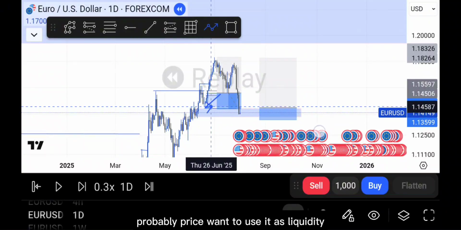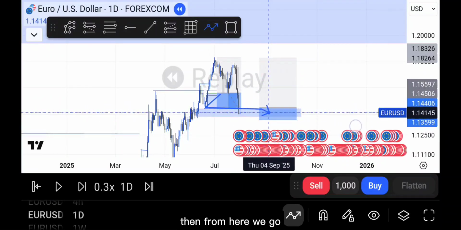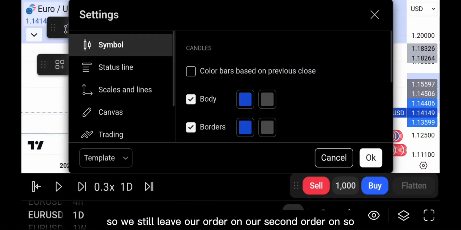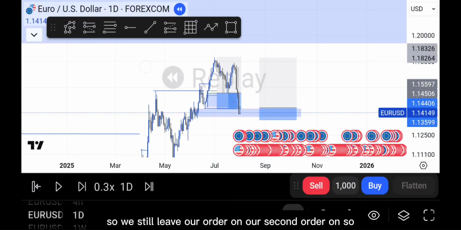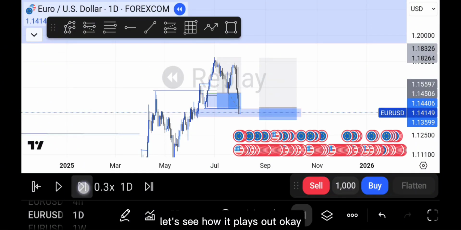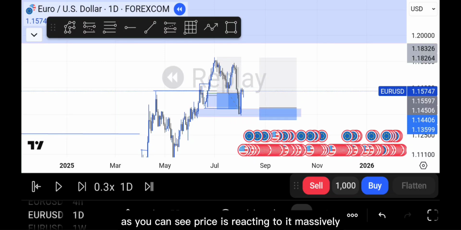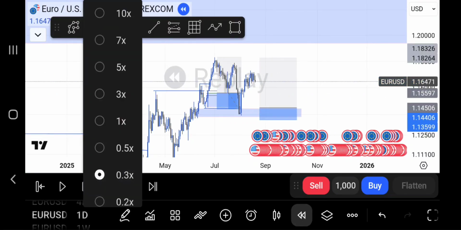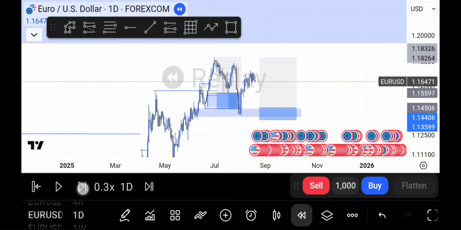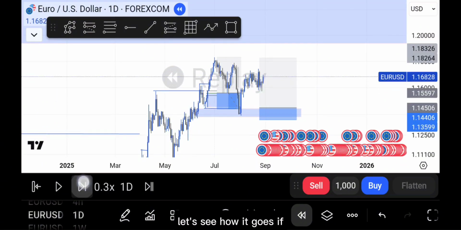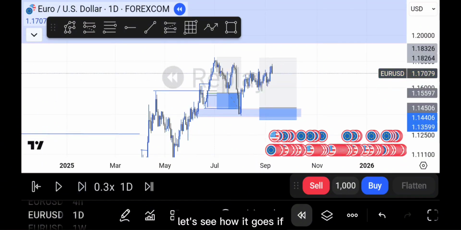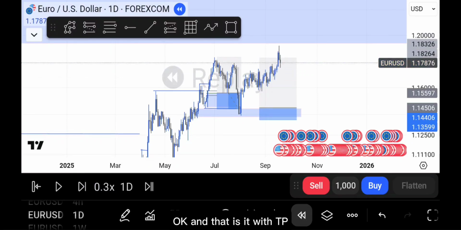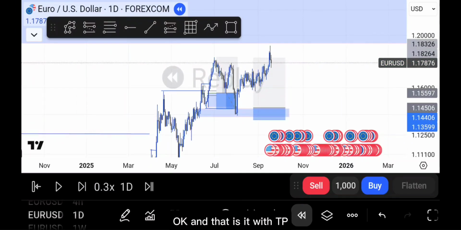Probably price wants to use it as liquidity, then from here we go. So we still leave our second order on. Let's see how it plays out. Okay, as you can see, price is reacting to it massively. Let's see how it goes. Okay, and that is it with TP.